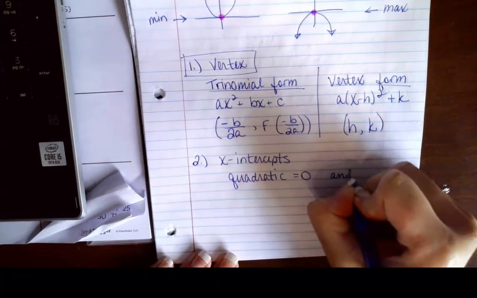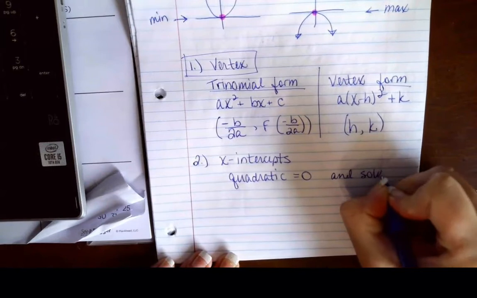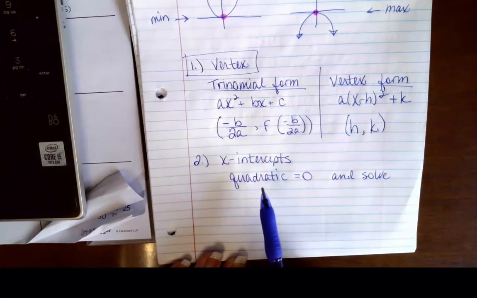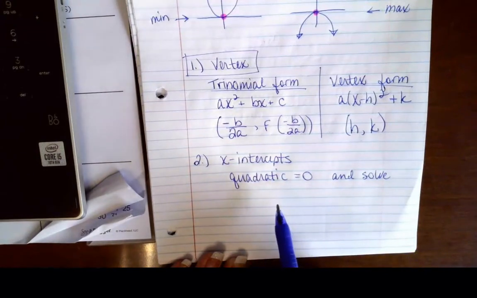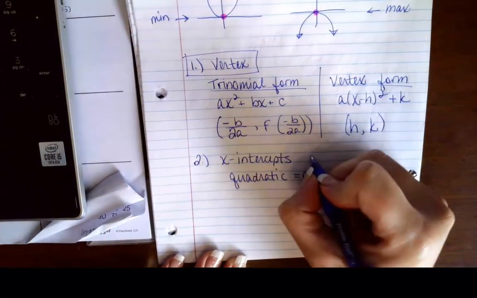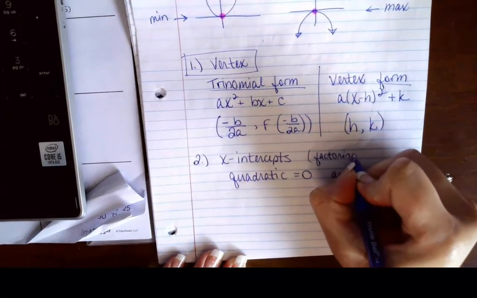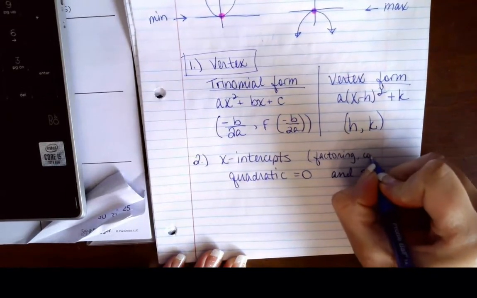And solve. So that's going to require some factoring or some completing the square or square root method, or even if we have to, we need to go to the quadratic formula. But your basic one is going to be either factoring, and you can have completing the square.